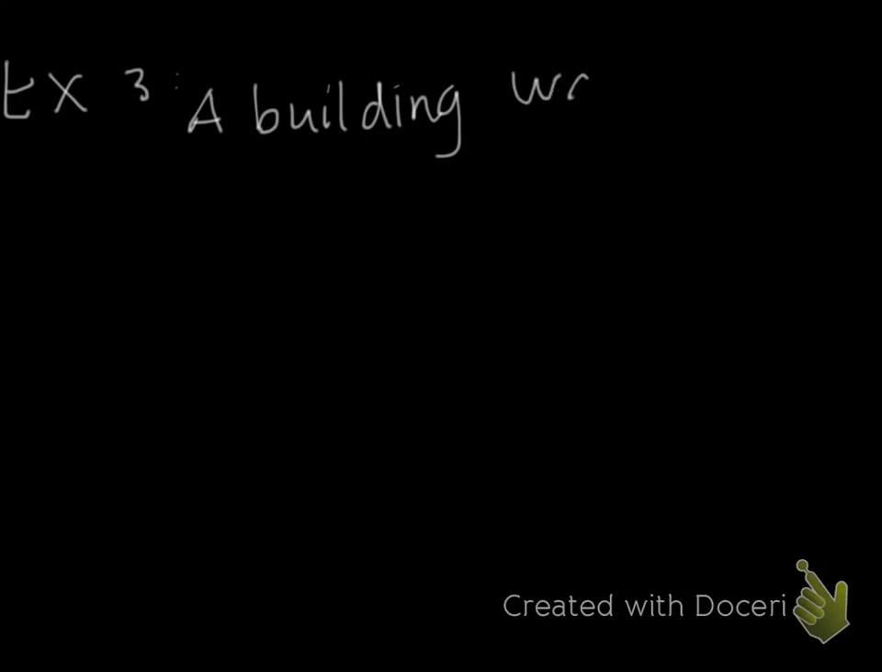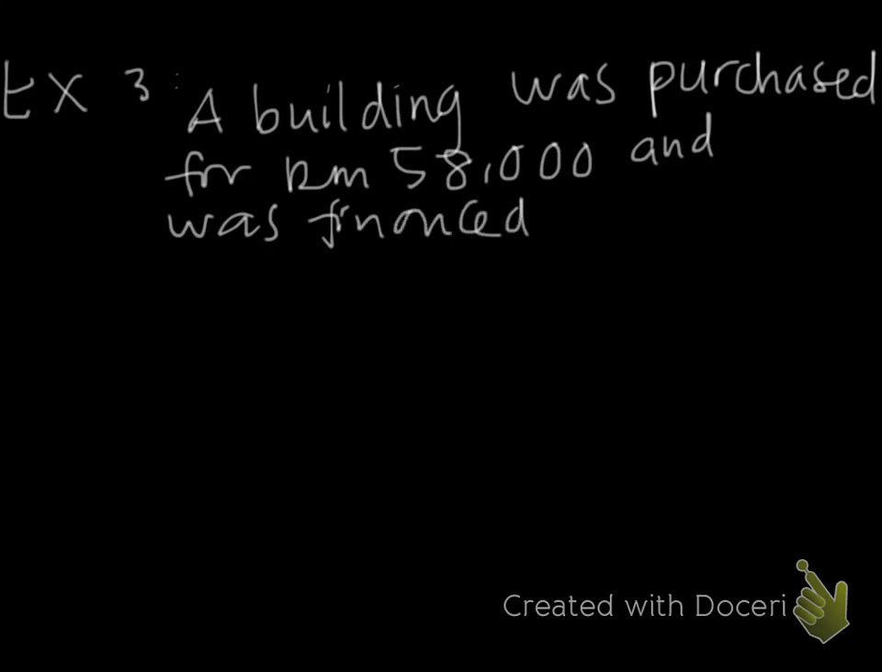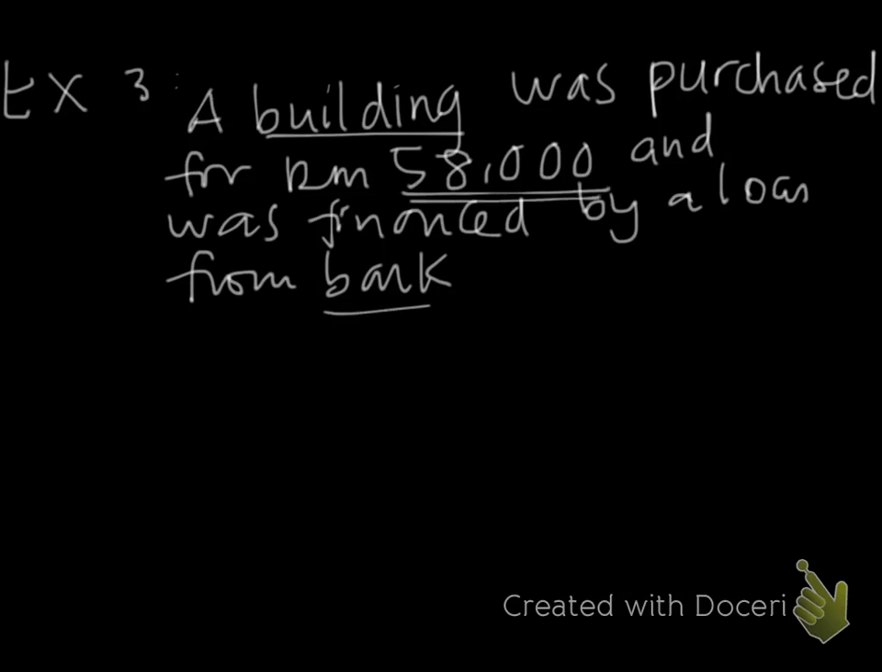Now we look at example 3. Okay. A building was purchased for RM 58,000 and was financed by a loan from bank, which means we bought a building with the cost of 58,000 from a bank loan.